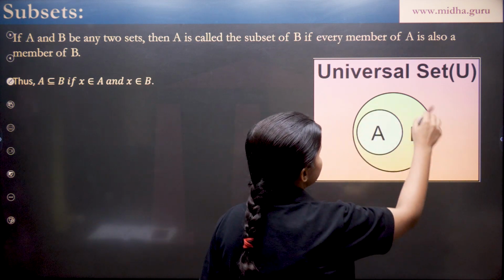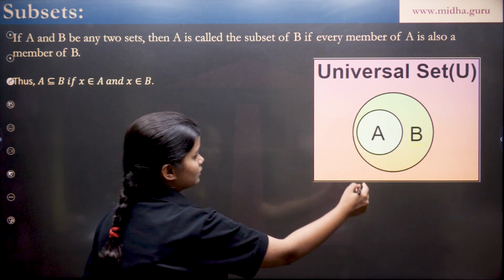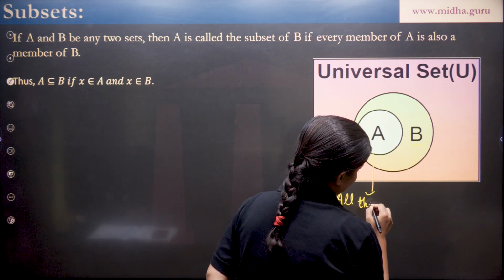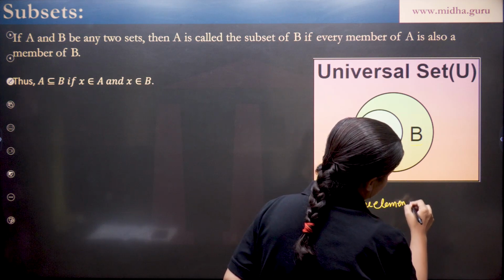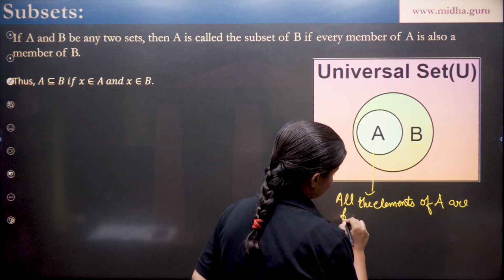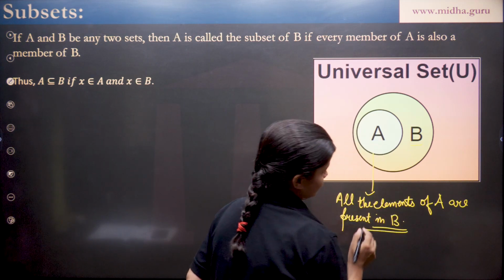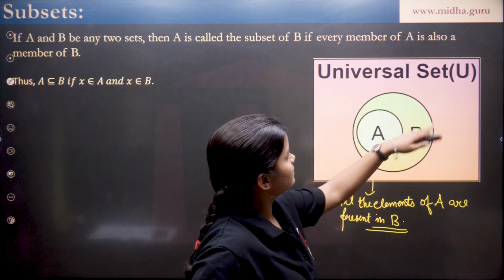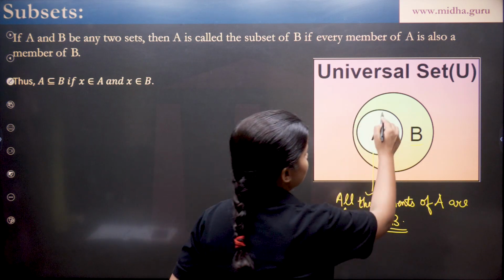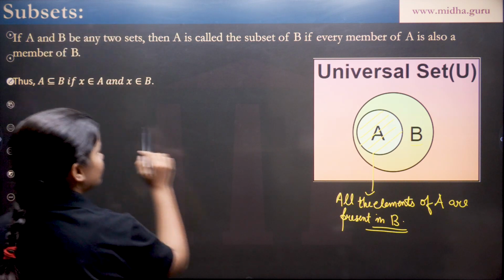So inside the set B there is another set which is A. We can also say here that all the elements of A are present in B. By considering this figure, we can say that all the elements of A are also elements of B.